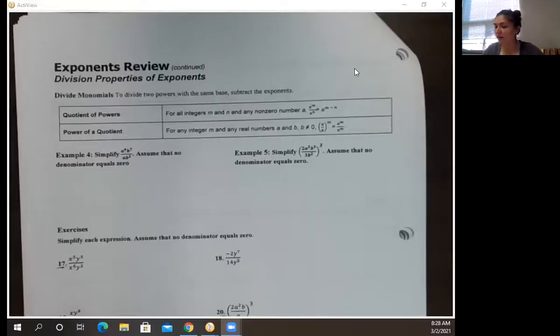Hi guys, today we are going to talk about some more exponent properties. So we're in your notes starting on page 10, and the first properties that we're going to look at for today are quotient powers and then power of a quotient. So we're looking at when I'm dividing things that have exponents. How do I simplify those? How do I reduce those?